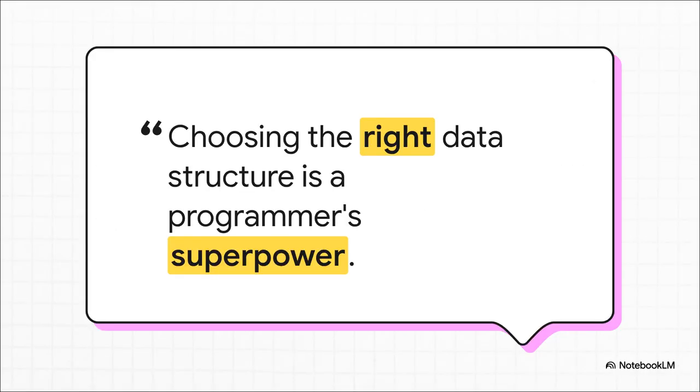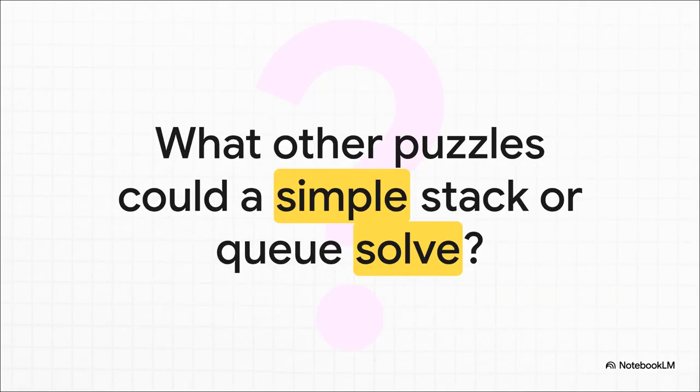It's absolutely perfect for processing items in the exact order they arrived, like a print queue or a support ticket system. Ultimately, choosing the right data structure, it really is like a programmer's superpower. It's what allows you to take something that looks complicated and chaotic and find a solution that's simple, elegant, and just works. So now that you get the fundamental logic, last in, first out versus first in, first out, start thinking about it. What other everyday problems or even complex puzzles could be solved with something as simple as a stack of plates or a line at the store?